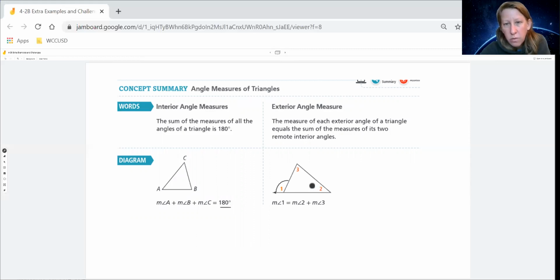So if I measure this one and it's 50 degrees, and I measure this one and it's 55 degrees, then I would know that this is 105 degrees. Because I can just straight add them up, 50 and 55.